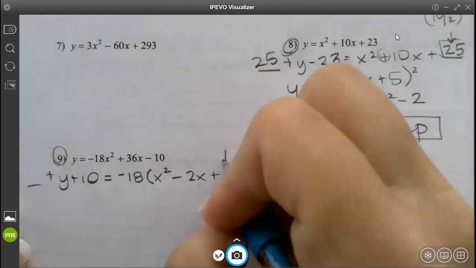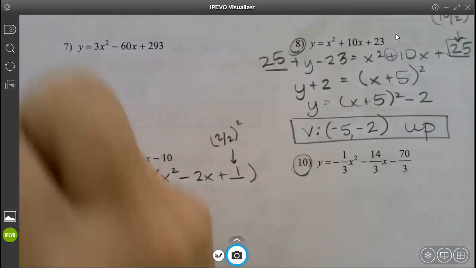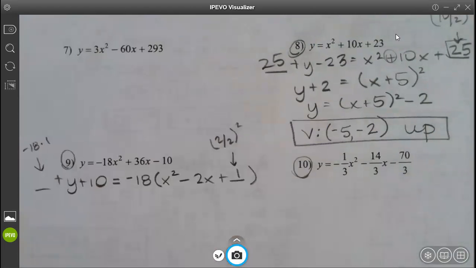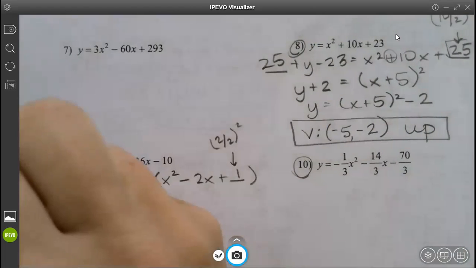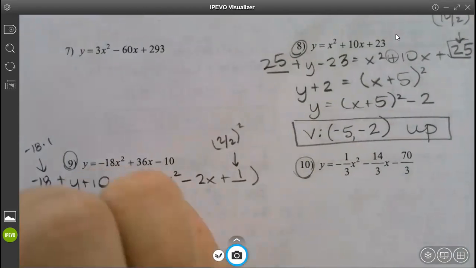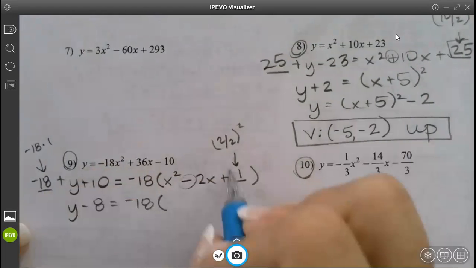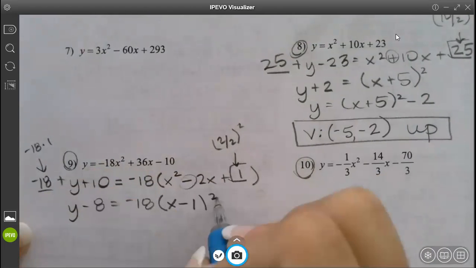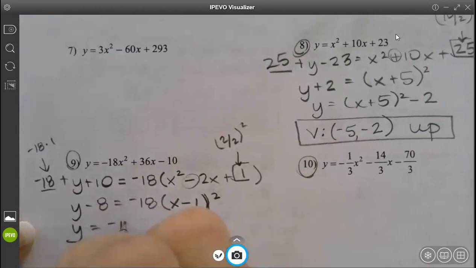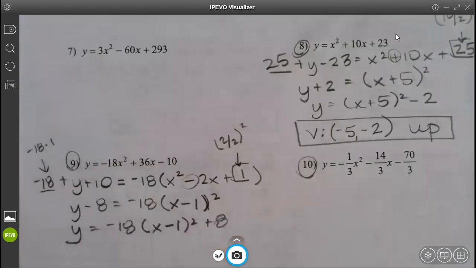2 divided by 2 is 1. Squared is 1. Over here, we're going to pull in, multiply what we took out times what we put in. So -18 times 1 is -18. Clean it up. -18 plus 10 is -8. We have x, a minus, and the square root of 1 is 1 squared. Finish it out by adding your 8. So -18, x minus 1 squared plus 8.